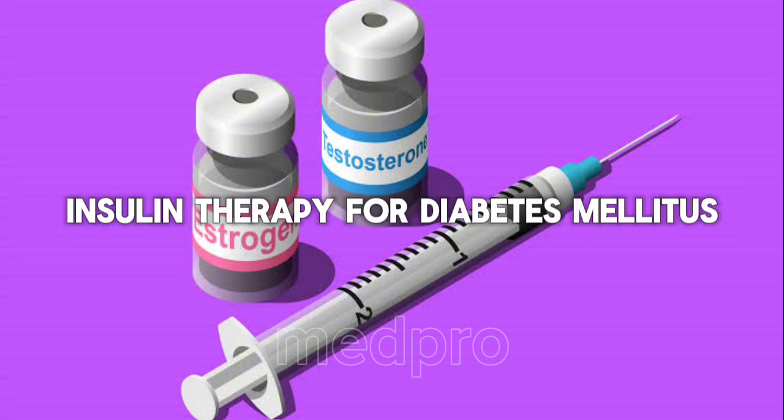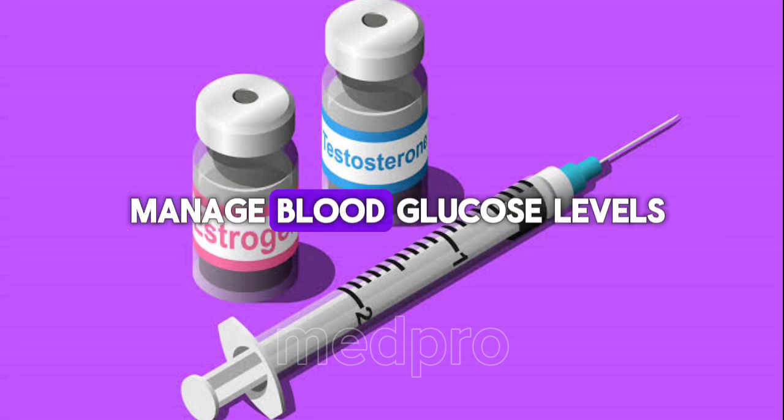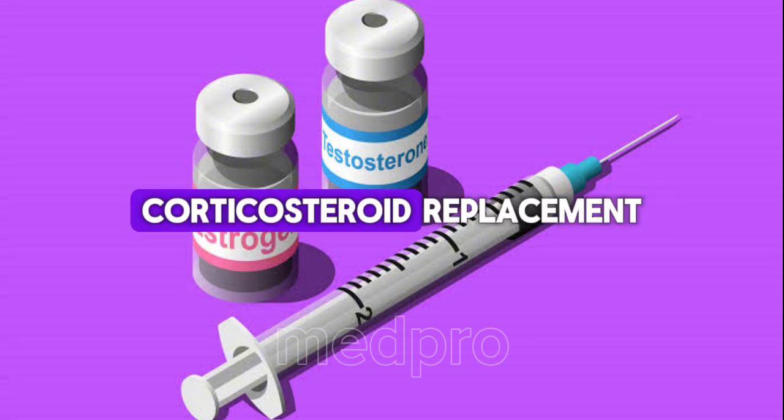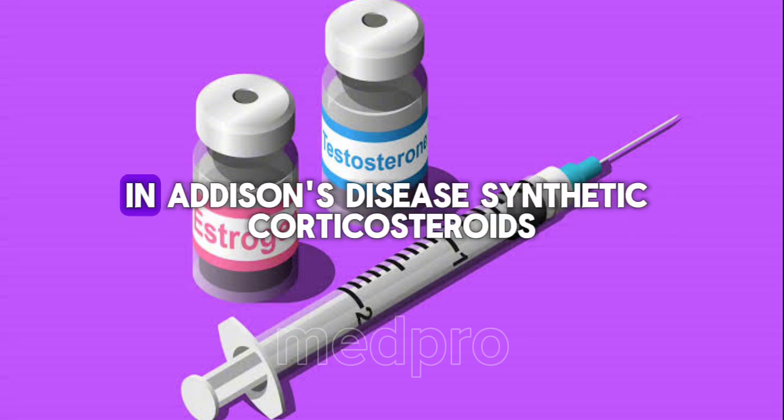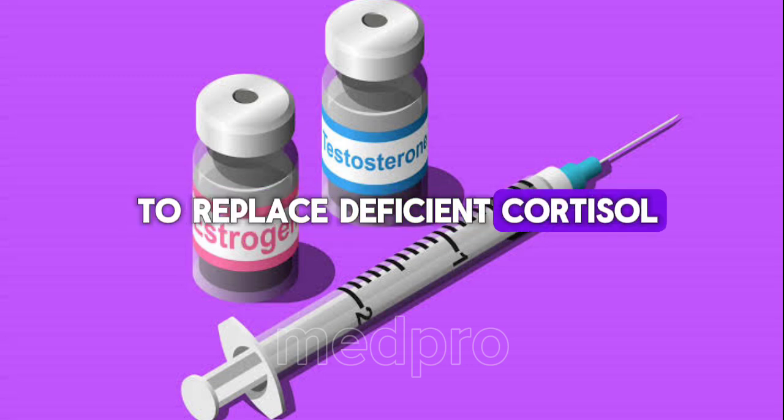Insulin therapy. For diabetes mellitus, insulin injections or an insulin pump may be used to manage blood glucose levels. Corticosteroid replacement. In Addison's disease, synthetic corticosteroids like hydrocortisone are used to replace deficient cortisol.